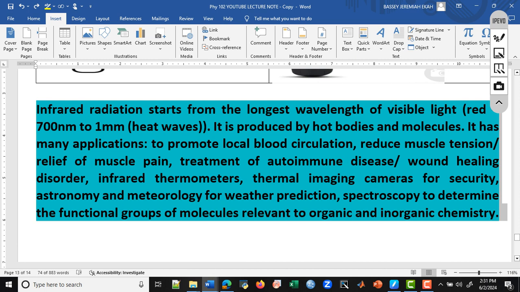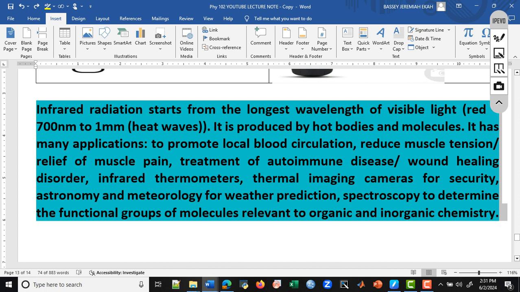Our body emits infrared. Yes, our body as humans emits infrared. That's why if you stay in a place that is congested, you feel uncomfortable because of the amount of heat being emitted out of the body of people. Okay, let's move forward. It is produced by hot bodies and molecules. So infrared is produced by hot bodies and molecules.